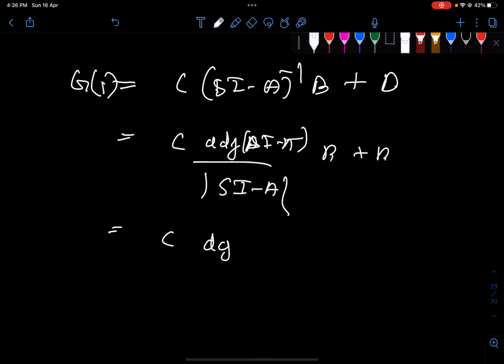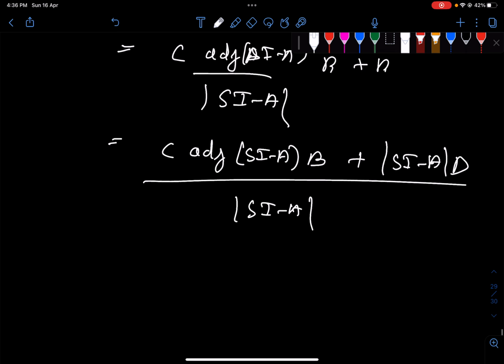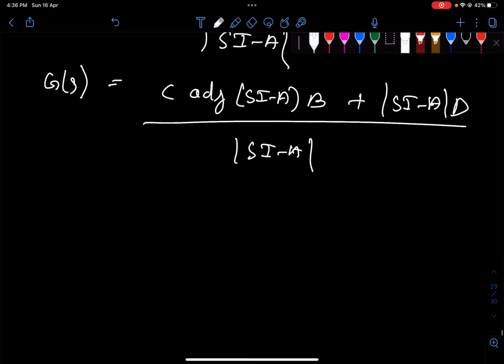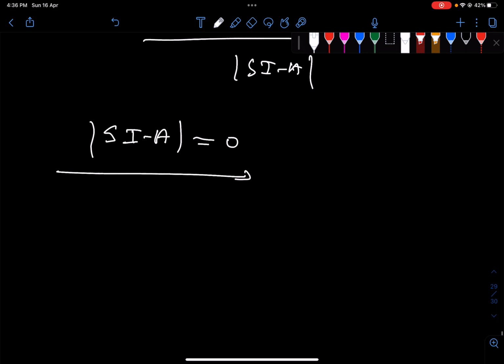So it looks like C matrix multiplied by adjoint of (sI minus A) multiplied by B, plus D, divided by the modulus of sI minus A. I told you, if this is the transfer function, what is the characteristic equation? The modulus of sI minus A equals 0, where the denominator becomes 0. And the possible solution for this s is what?